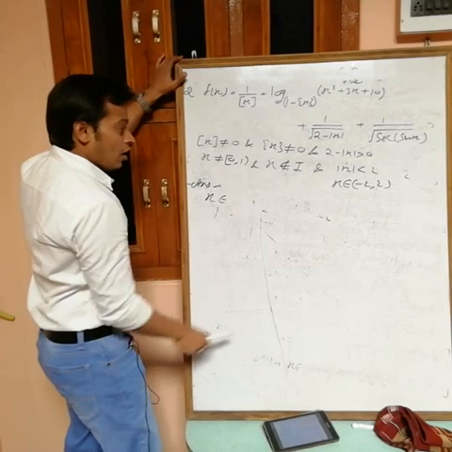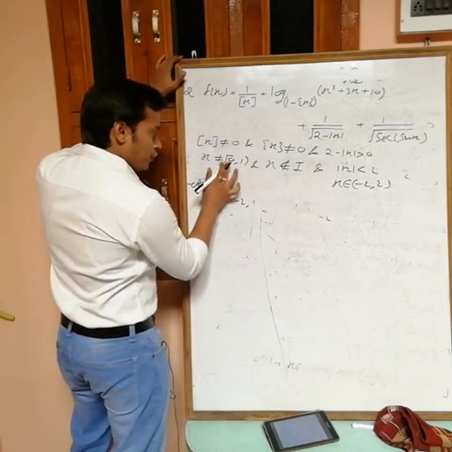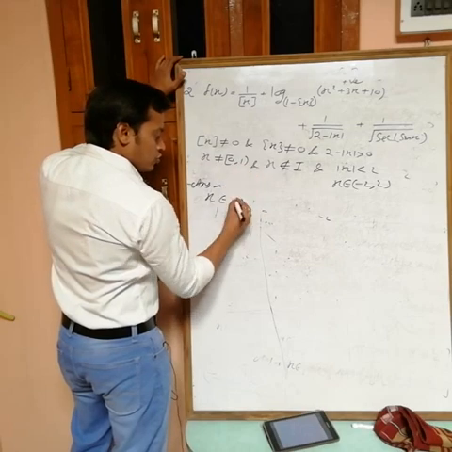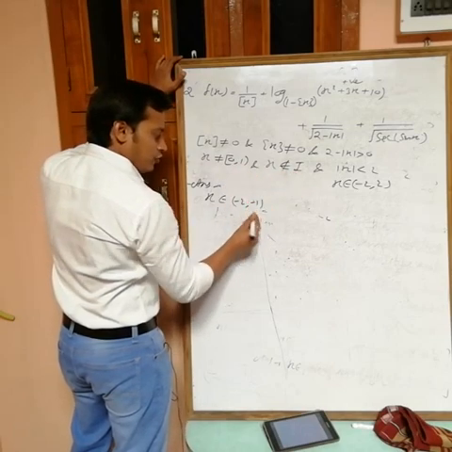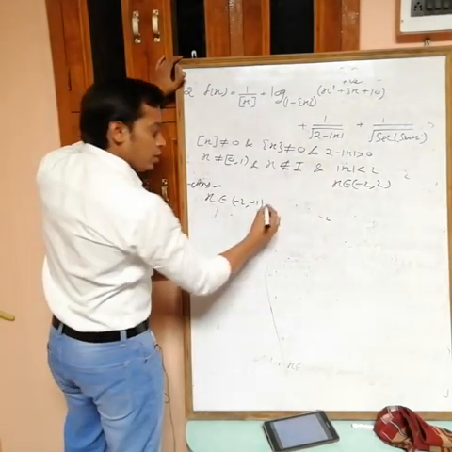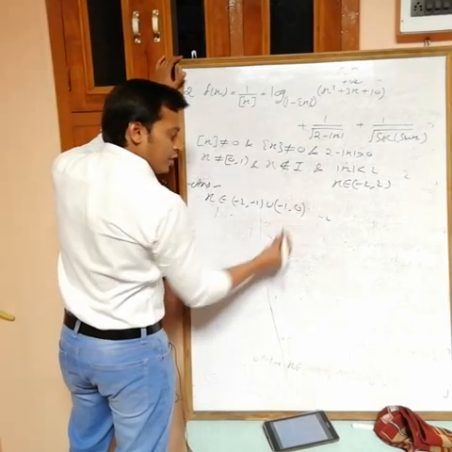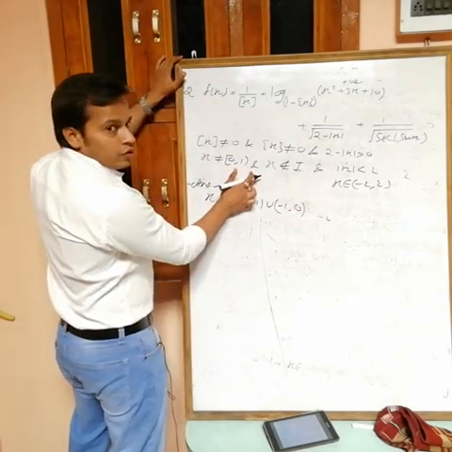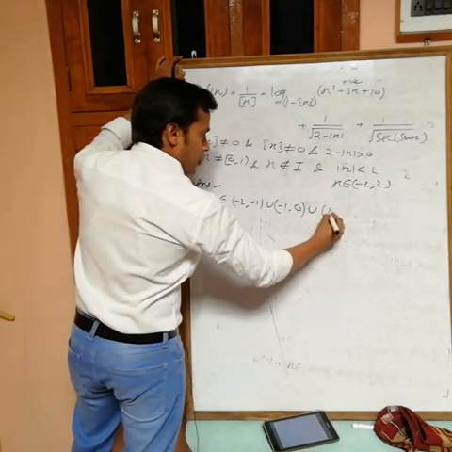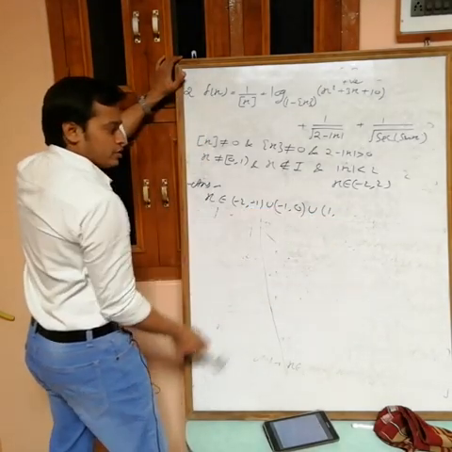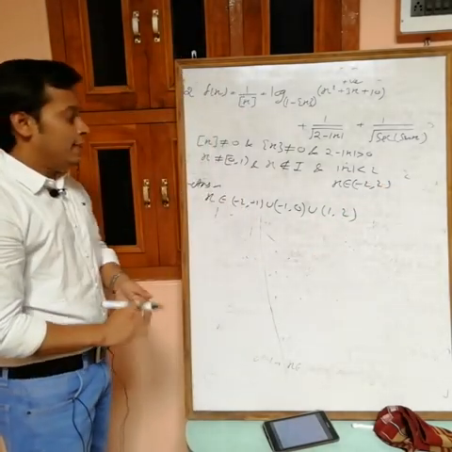x belongs to, start from minus 2. You can't take 0 to 1, and also you can't take integers. So minus 2 to minus 1 first, I can't include minus 1, union. Then again start from minus 1 up to 0. Now you can't take 0 to 1, so excluding this one. Then union, start from 1, and you can't take any integers, so 1 is also not included, up to 2 finally you can take. This is the answer.